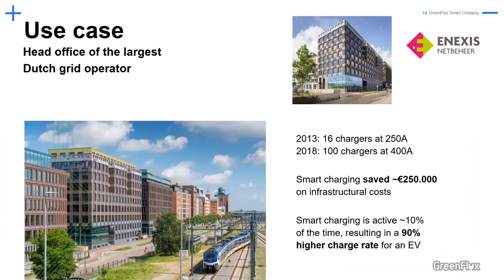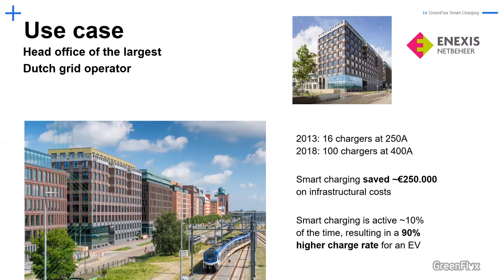And just to give an example, this is the head office of Enexis, a Dutch grid operator where actually I used to work myself, where we increased the number of chargers from 16 in 2013 to hundreds in 2018. And these are all 32 amp charging sockets. So 100 chargers at 32 amps would mean 3,200 amps. And well, the investments to realize this are enormous. You need to add extra transformers in the basement. They don't fit there. You have to break down bearing walls with the entire building on top of it. And this was calculated to be roughly €250,000.